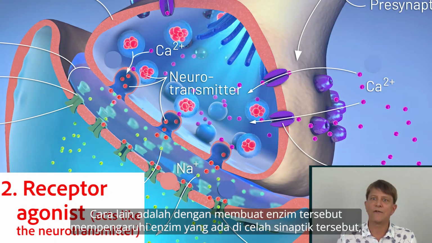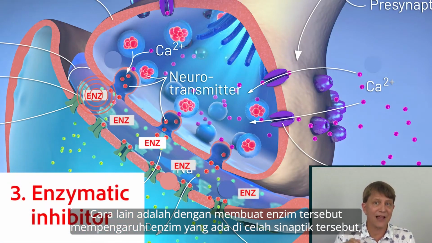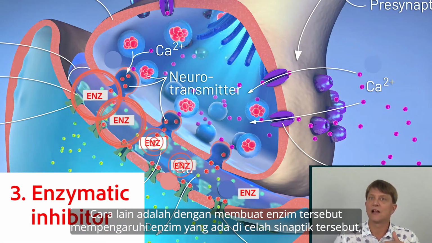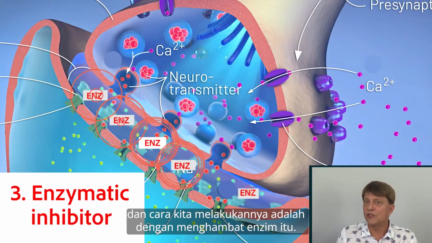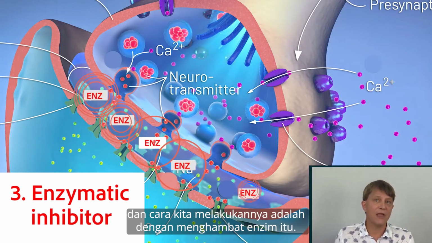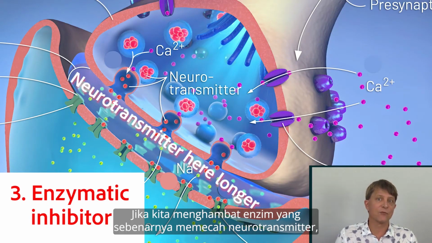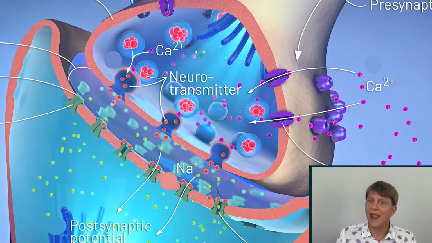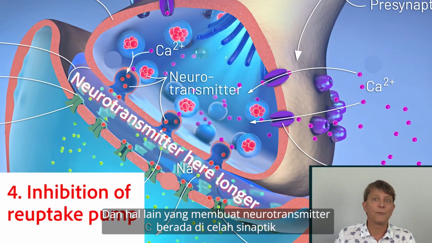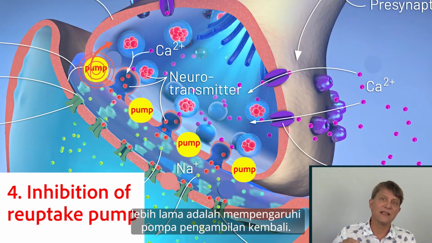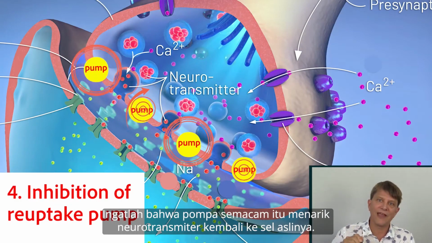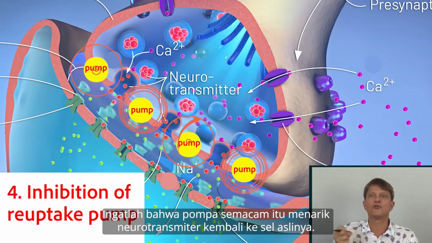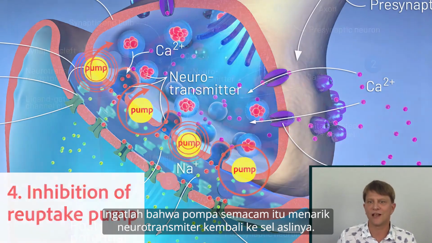Another way is to affect that enzyme that's in the synaptic cleft. The way we would do that is we would inhibit that enzyme. If we inhibited the enzyme that actually breaks down the neurotransmitter, we would end up with the neurotransmitter being in the synaptic cleft longer. And another thing that results in the neurotransmitter being in the synaptic cleft longer is to affect the reuptake pump. Remember that pump that pulls the neurotransmitters back into the original cell.